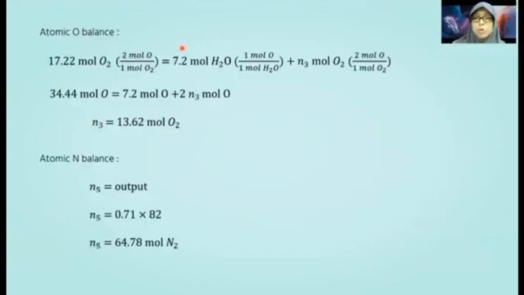Okay, bagi atomic O balance pula, pada bahagian input kita akan tulis 17.22 mol O2 darab dengan 1 mol O2 per dengan 2 mol O. Di mana 2 mol O ni kita dapat dari O2, dia ada 2 mol atom O. Sama dengan 7.2 mol H2O darab dengan 1 mol H2O per dengan 1 mol O tambah dengan N3 mol O2 darab dengan 1 mol O2 per dengan 2 mol O.